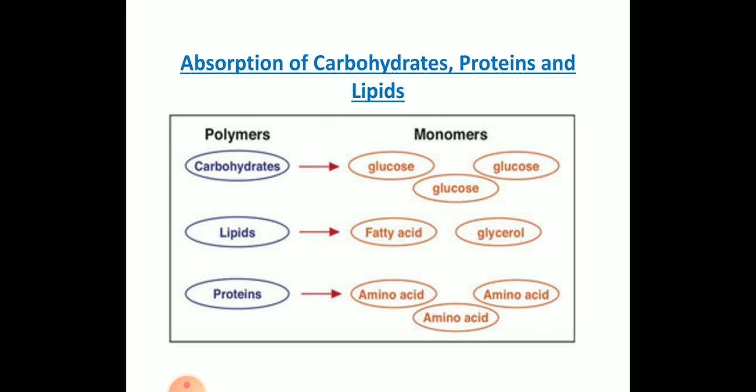So here, briefly, I will tell in this picture, the carbohydrates break down into monomers, mainly glucose, galactose, fructose, sucrose, but the last product will be the glucose itself. And lipids are broken down into fatty acids and glycerol. Proteins give out amino acids. So let's see in detail how the absorption of carbohydrates, proteins and lipids takes place.